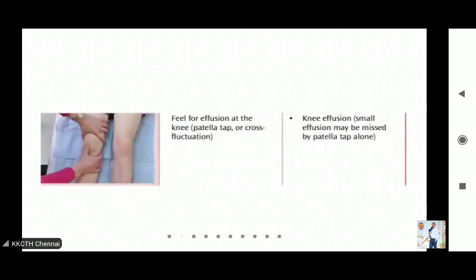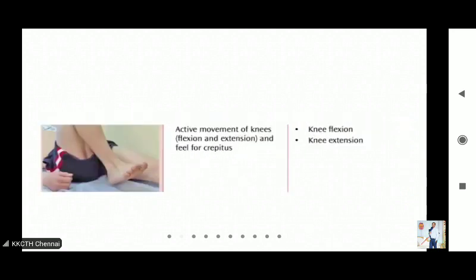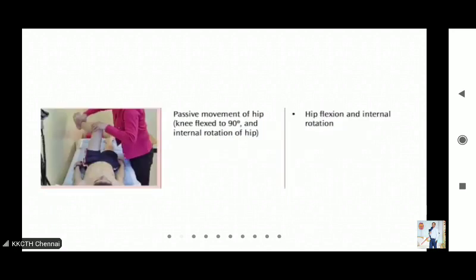Then feel for effusion at the knee by doing a patellar tap or a cross fluctuation. So you're looking for knee effusions by doing this maneuver. Then check for active movement of the knees, flexion and extension, and feel for crepitus. You're checking the knee flexion and extension by doing this. Then check the internal and external rotation of the hip, and keep the knee flexed at 90 degrees while doing this. So you're checking the hip flexion and internal rotation.